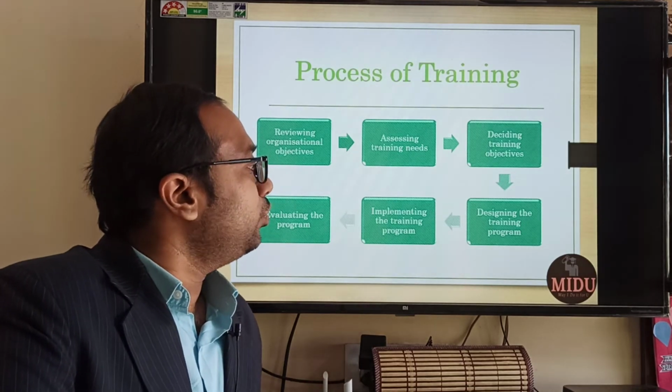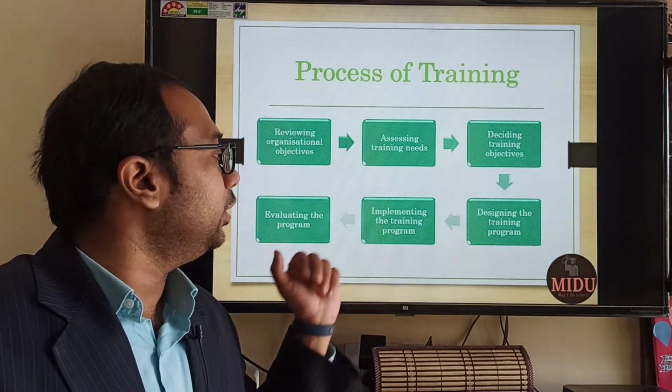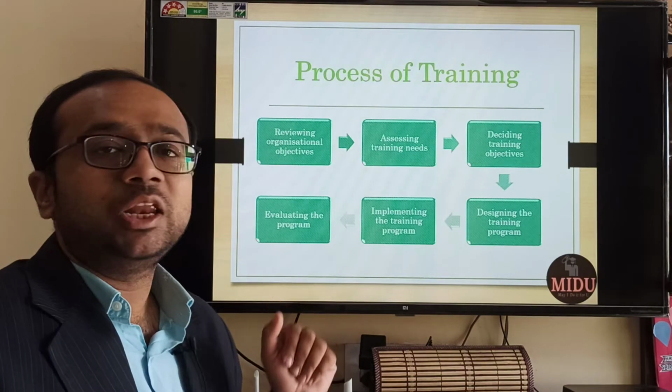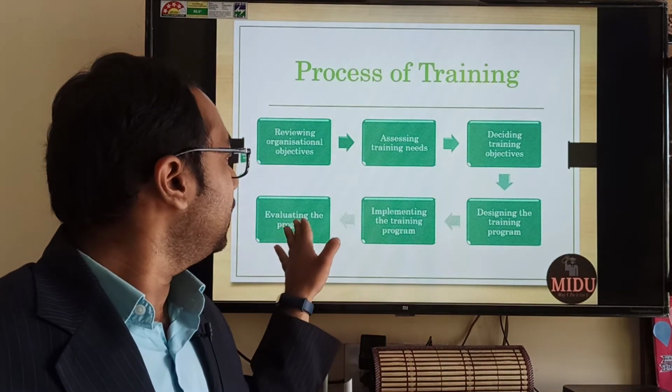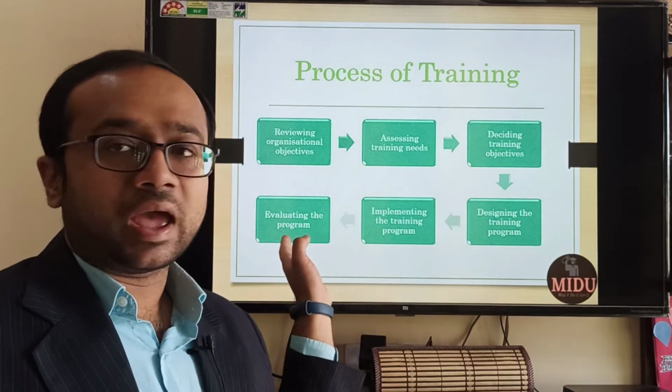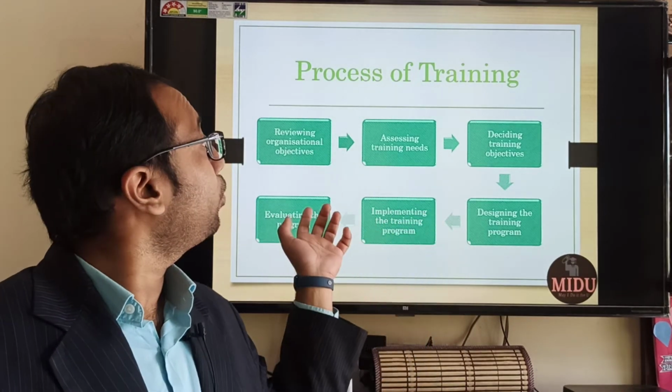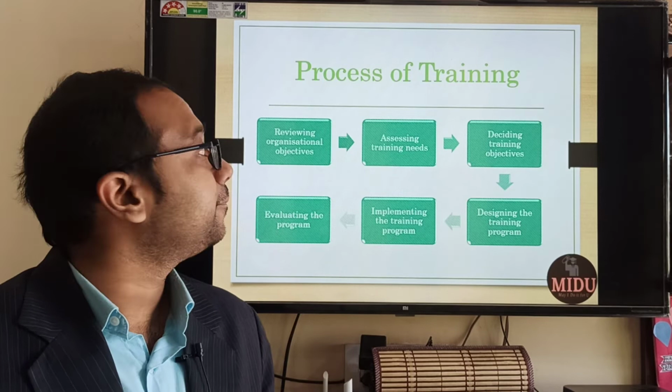Okay. Once you have designed the training program, then it is the time to implement it. Implement means conducting it, and then once it is done, we need to evaluate also. Has it been able to achieve the objectives or has it failed? This evaluation also is done. So in this 6-step process, the training gets completed.